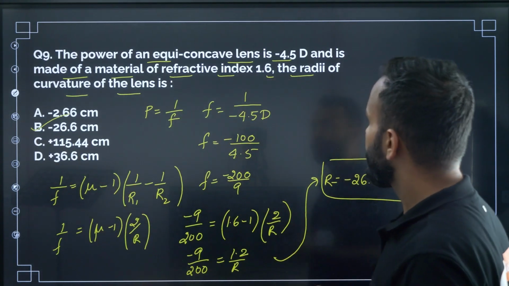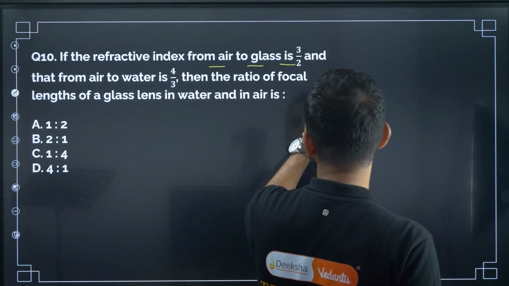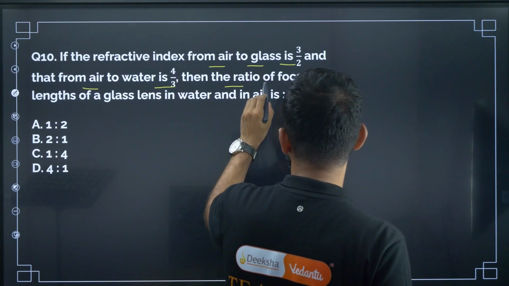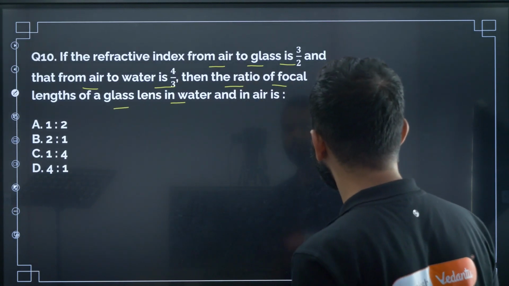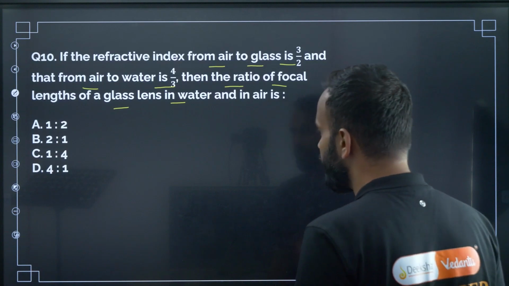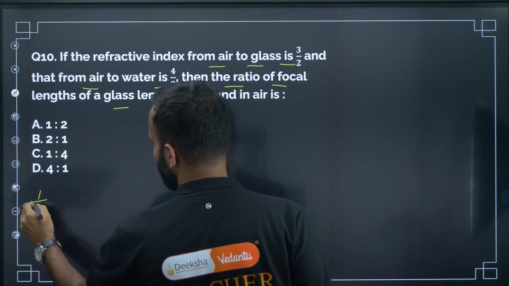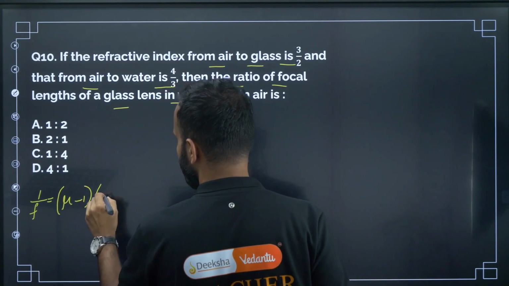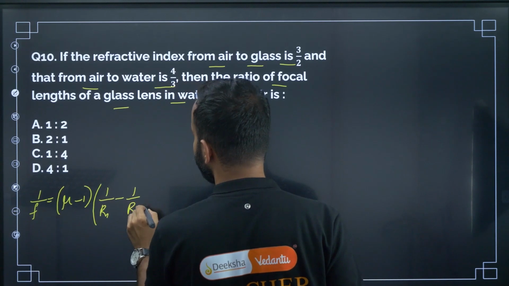Question number 10. If the refractive index from air to glass is 3 by 2 and that from air to water is 4 by 3, then the ratio of focal length of the glass lens in water and in air. Again, here we have to use lens maker's formula. The lens maker's formula is 1 divided by f equal to relative refractive index minus 1 into 1 divided by r1 minus 1 divided by r2.